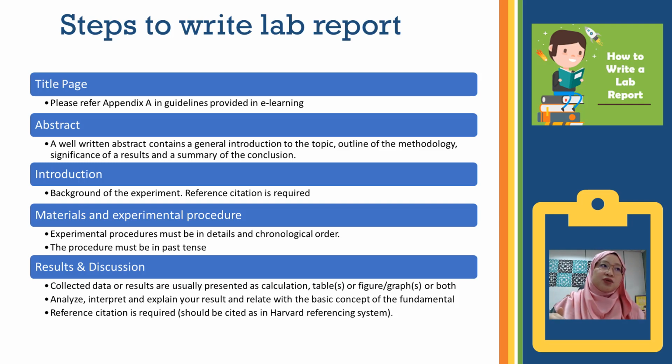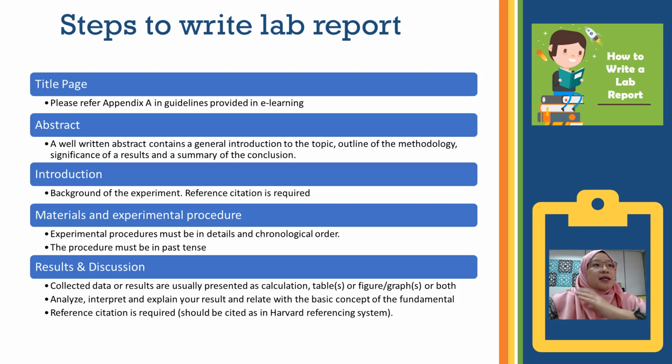Then after the introduction, you need to write about the materials and experimental procedure. In this section, you need to list out all the materials that you have used in your experiment: any chemicals, any powders, any equipment. If you have pictures taken during the experiment, feel free to put them in your lab report. One tip for the experimental procedure: the English must be in past tense, because you have already done it and you want to report it.